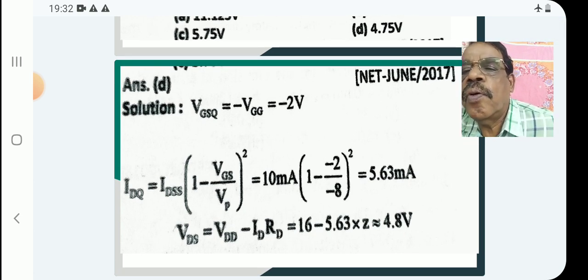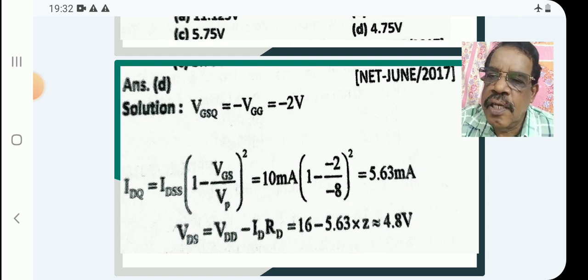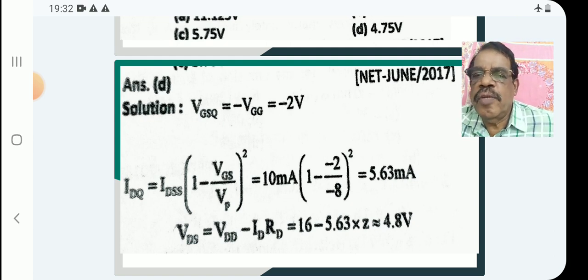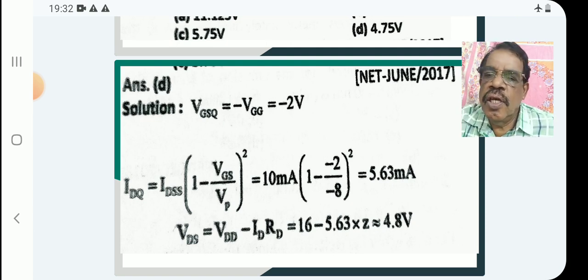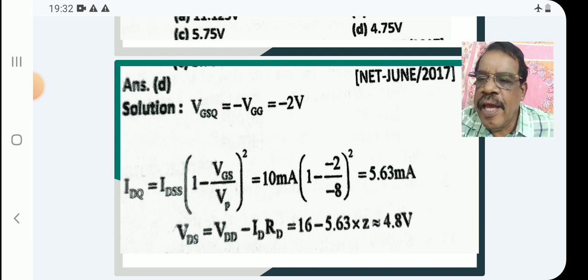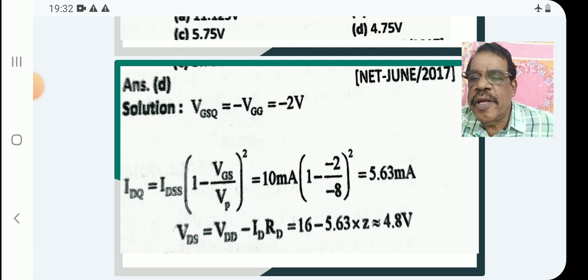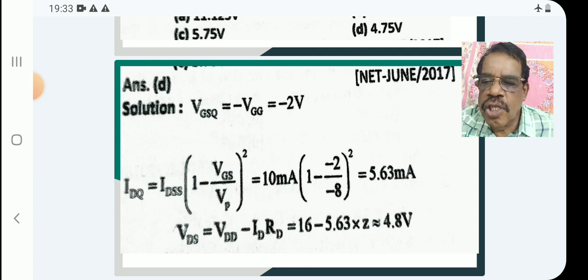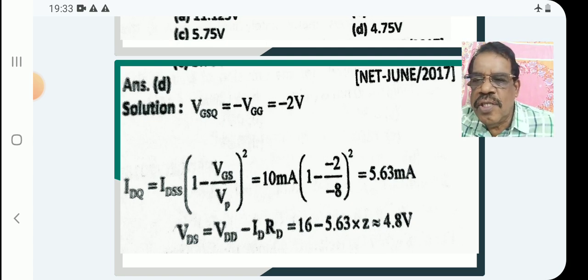We know VGSQ, that is the gate source voltage at the operating point. VGS is equal to minus VGG, the gate voltage, that is minus 2 volt, it is given. And IDQ, that is the drain current at the operating point. ID is equal to IDSS into 1 minus VGS by VP, the whole square. This equation is called Shockley's equation, where VGS is the gate source voltage and VP is the pinch off voltage.